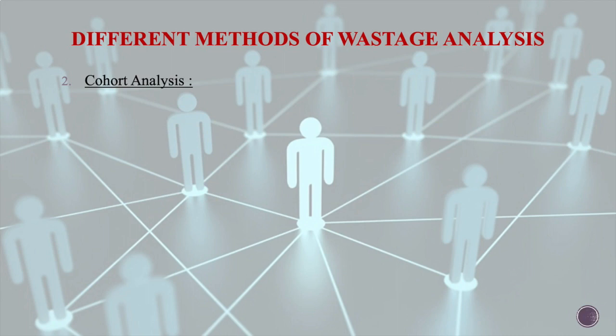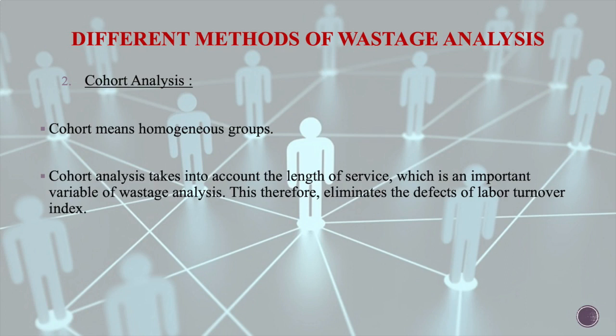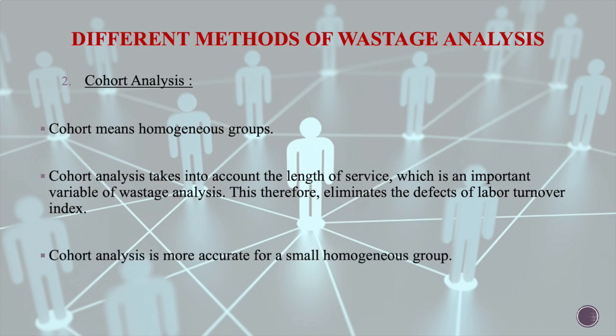Number 2 is called a cohort analysis. Cohort means homogeneous group. So cohort analysis takes into account the length of service. That is an important variable of wastage analysis. That means we need to eliminate the defects of the labor turnover index. So cohort analysis is more accurate for a small homogeneous group.